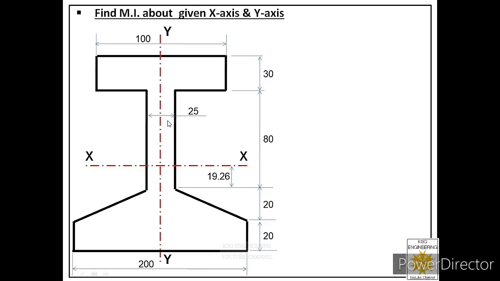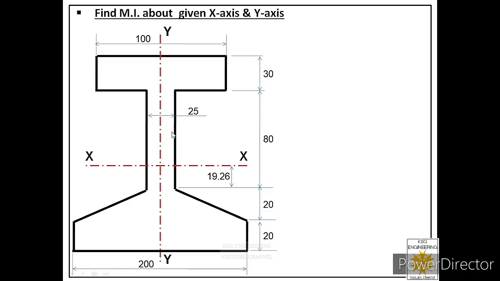So we are given one composite area and we are asked to find the moment of inertia about the given x-axis and y-axis. So over here one composite area is given to us and two axes are shown. One is a horizontal axis labeled as xx. Second is a vertical axis labeled as yy.